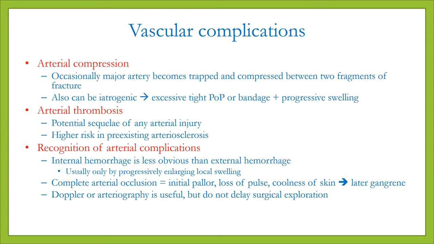Recognition of arterial complication. Internal hemorrhage is less obvious than external hemorrhage, usually recognized only by progressively enlarging local swelling. Complete arterial occlusion: initial pallor, loss of pulse, coolness of skin, the latter causing gangrene. Doppler or arteriography is useful but do not delay surgical exploration.